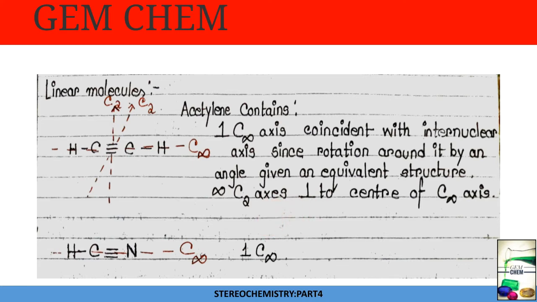Now we are going to deal with our second thing, but before going to the second thing, it is customary to understand that if suppose there is a C2 as well as C infinity, which one will be our principal axis? The axis which contains the highest order is known as the principal axis. So here C infinity will be our principal axis. In case a molecule has several symmetry axes of the same order, the one passing through the greatest number of atoms is taken as the principal axis.